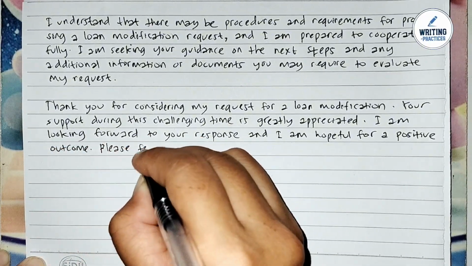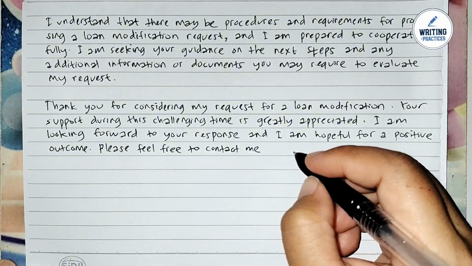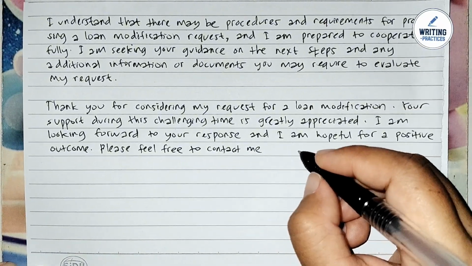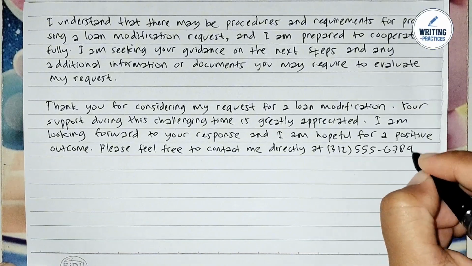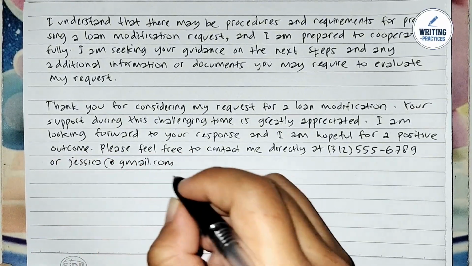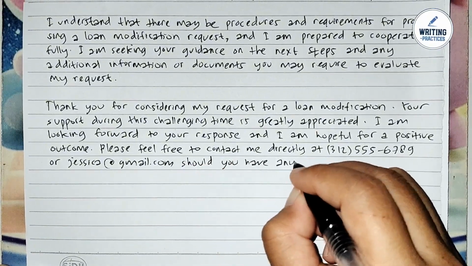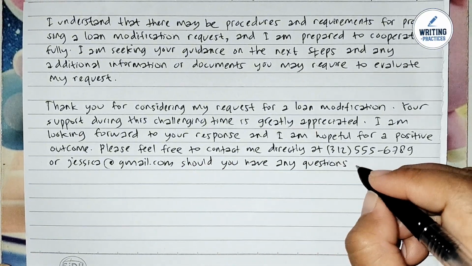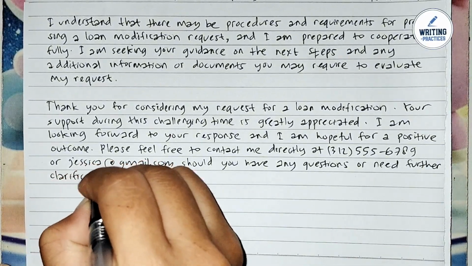Besides, you need to give your contact information. Provide your contact information for any questions or further clarification. They can be your phone number and email address. Here is how you write it: "Please feel free to contact me directly at 312-555-6789, or jessica.davis@email.com, should you have any questions or need further clarification."